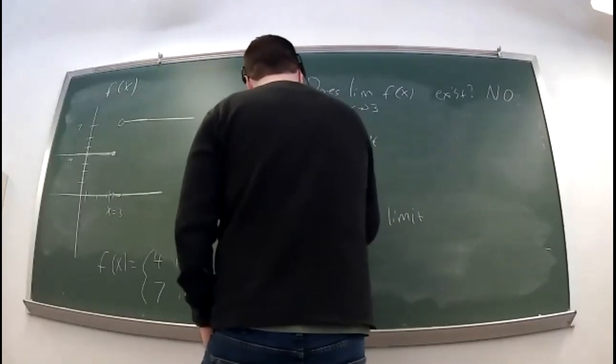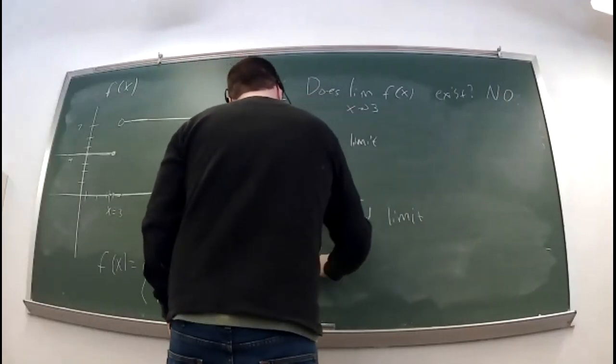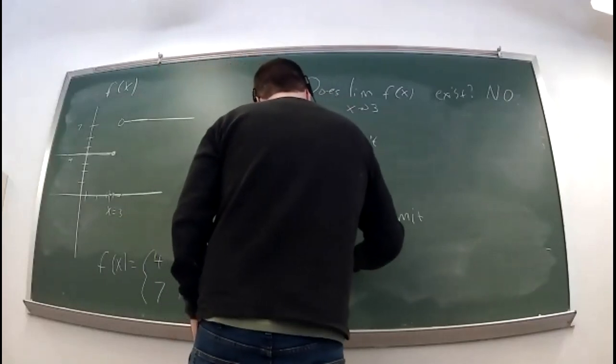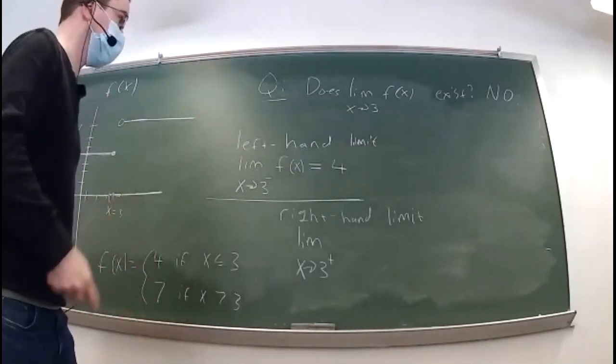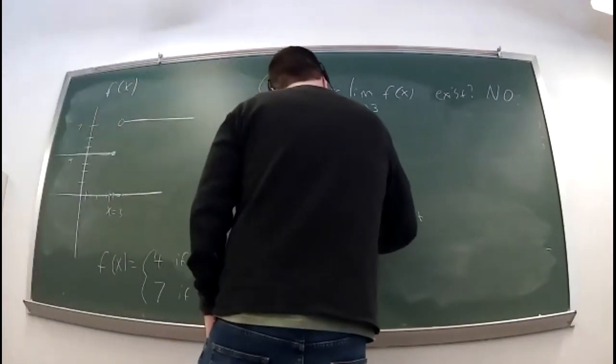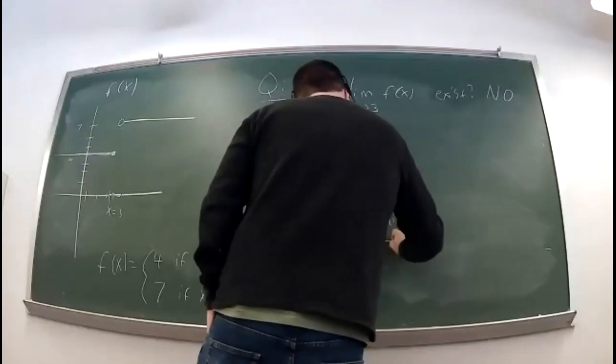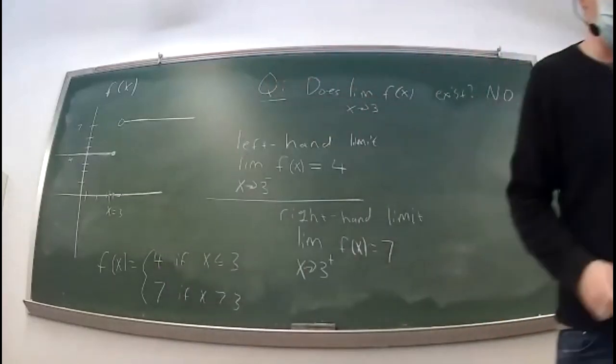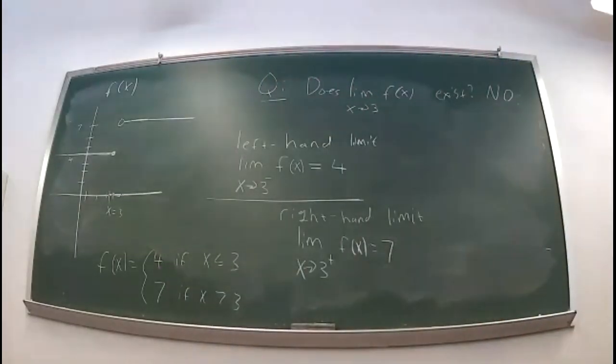So right-hand limit, you would denote that by saying as x approaches 3 from the right, so a plus in the superscript, of f of x, then that's equal to 7. And let me pause for questions or comments that you may have typed in, or you could say them out loud if you like.